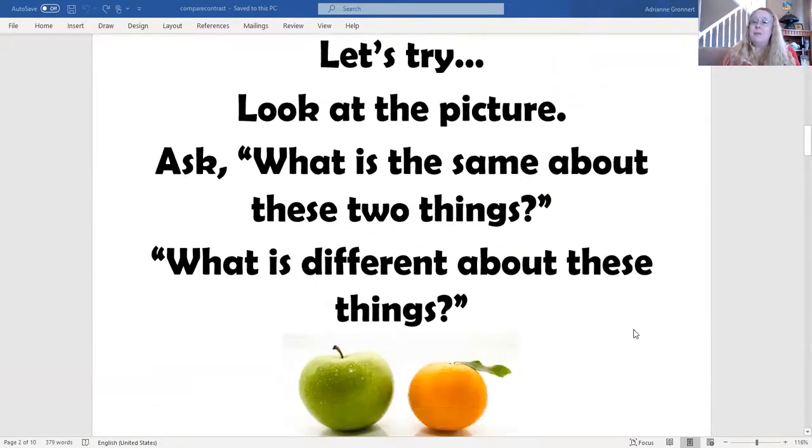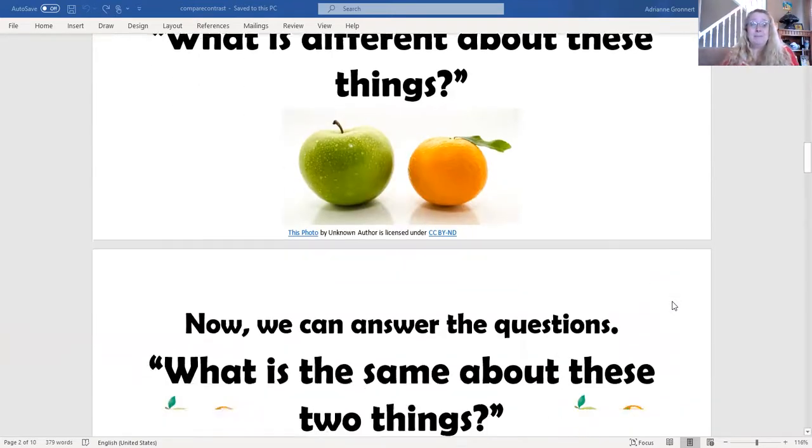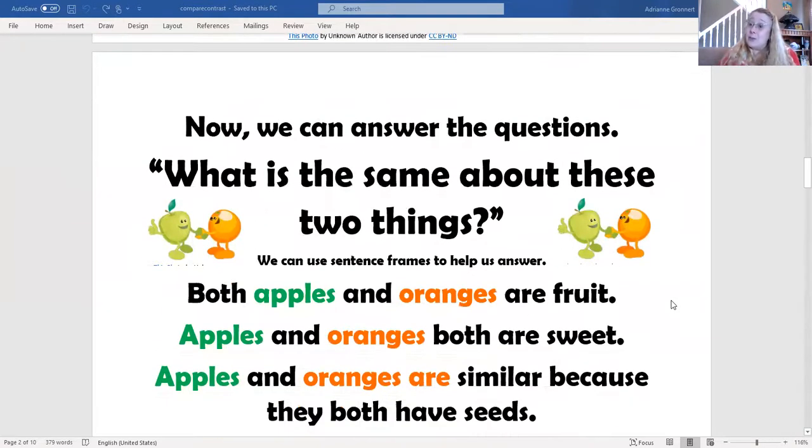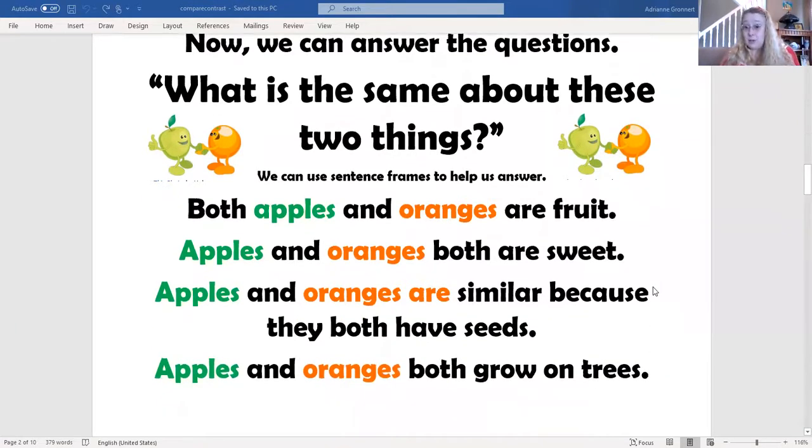Let's try it. Ask yourself, what is the same about these two things? What is different about these two things? We can answer the questions after we think about those questions, and we can use sentence frames to help us answer. If you notice, the sentence frames use a lot of the same words. I'll highlight those for us so that you can see.